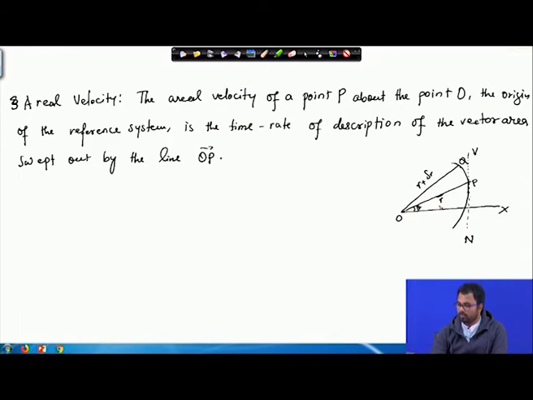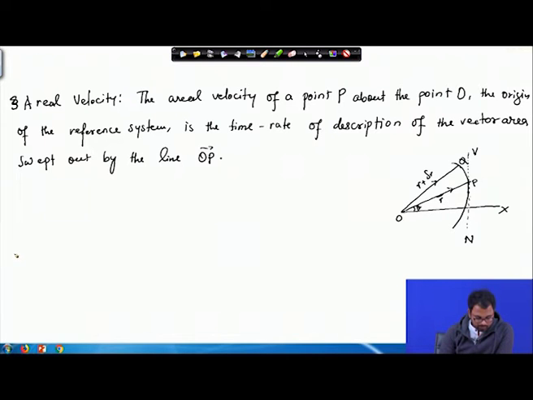So the areal velocity of a point P about the point O, which is the origin for the reference system, is the time rate of description of the vector area. This is our r, this is r plus delta r. This is the vector area that is being swept out by the vector OP, and the time rate of description of the vector area is called the areal velocity. So how do we write it in terms of a vector equation?